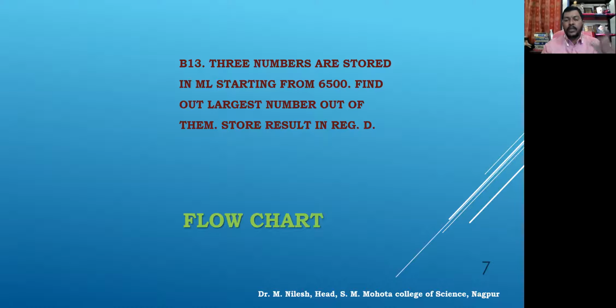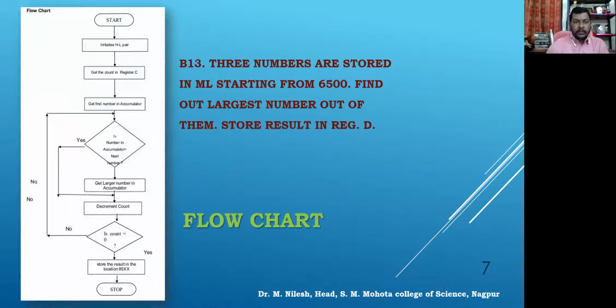So an array might be of 3, or 50, or 256 numbers. So we can find out the largest number out of them. Let us start with the flow chart. What should be the flow chart of it? So this is a flow chart concerning this, and this is the start.